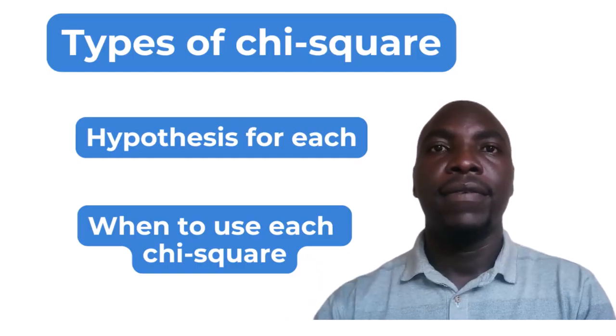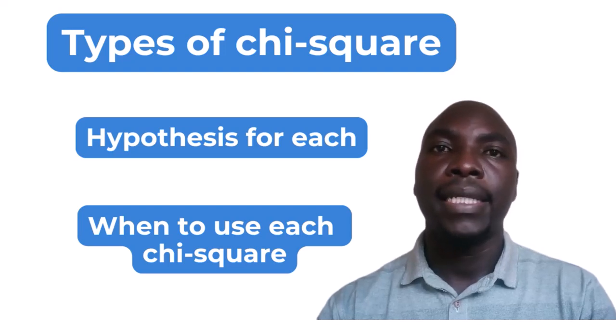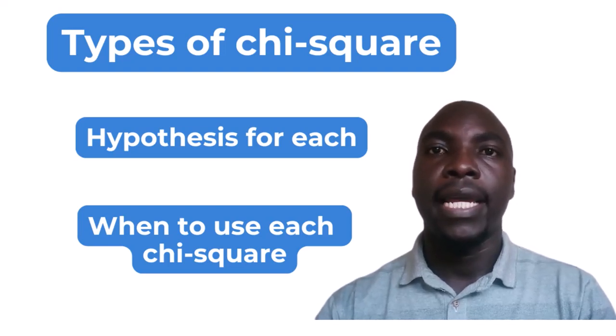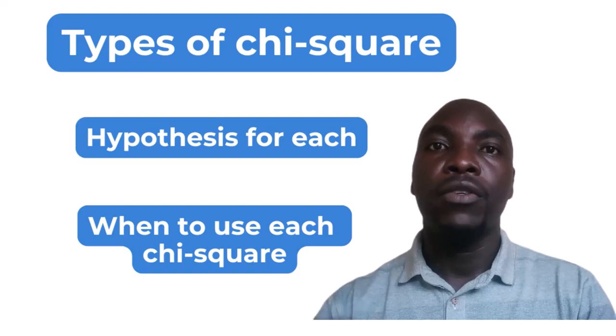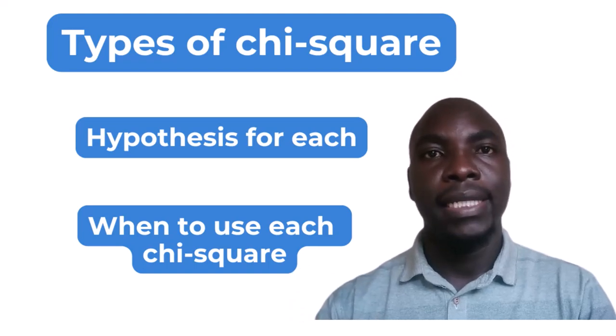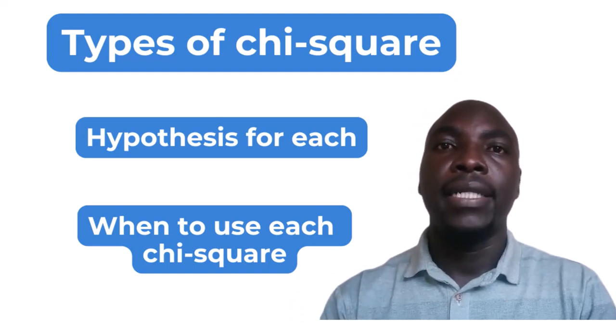So in this episode, we've looked at the different types of chi-square tests, the hypothesis we test under each of them, and when to use each of the chi-square tests. In the next video, we look at how to run these different types of chi-squares.